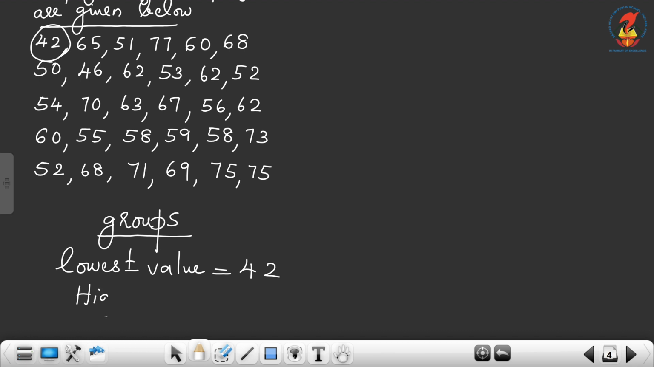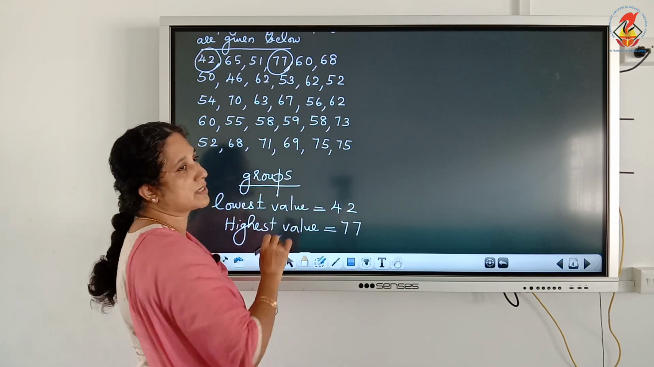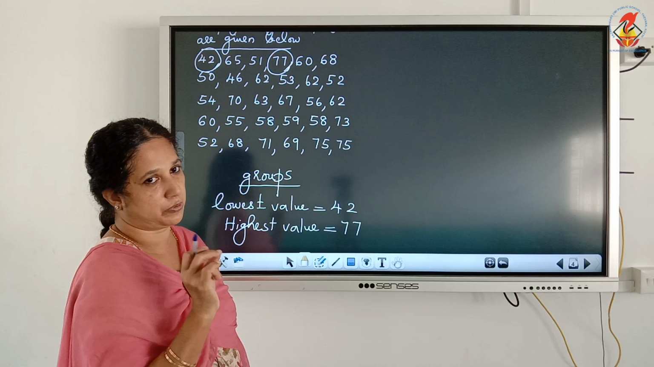Then find out the highest value, or the highest observation. Which is the highest observation? Here you can see that 77 is the highest value. So the lowest observation is 42 and the highest observation is 77. Now we have to divide these observations into different groups so that all the observations are included in those groups.